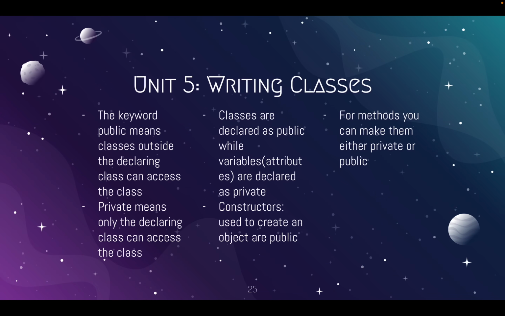Now I'm going to go over writing classes. So the keyword public in classes means outside of the declaring class, the class can be accessed. Private means only the class can access stuff inside the class. Classes are generally declared as public, while variables or attributes, they're the same thing, are declared as private. And constructors, I'll show you how to write a constructor, and those are used to create an object and will be public.